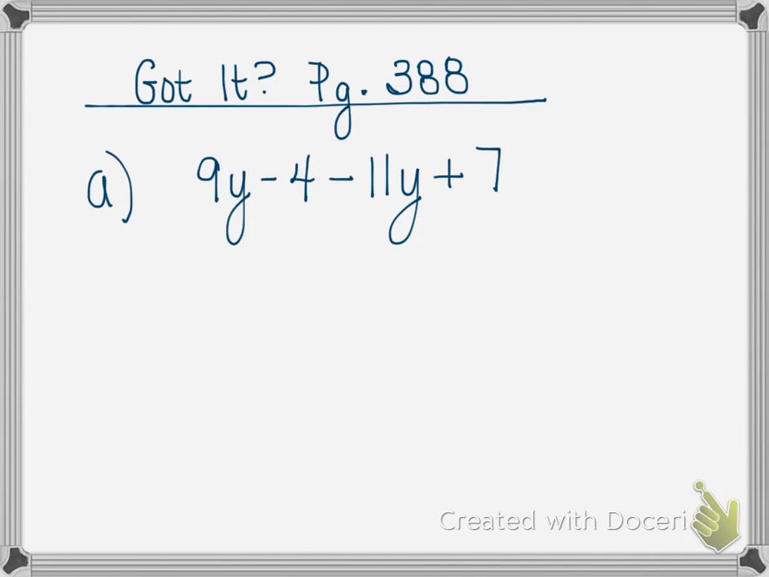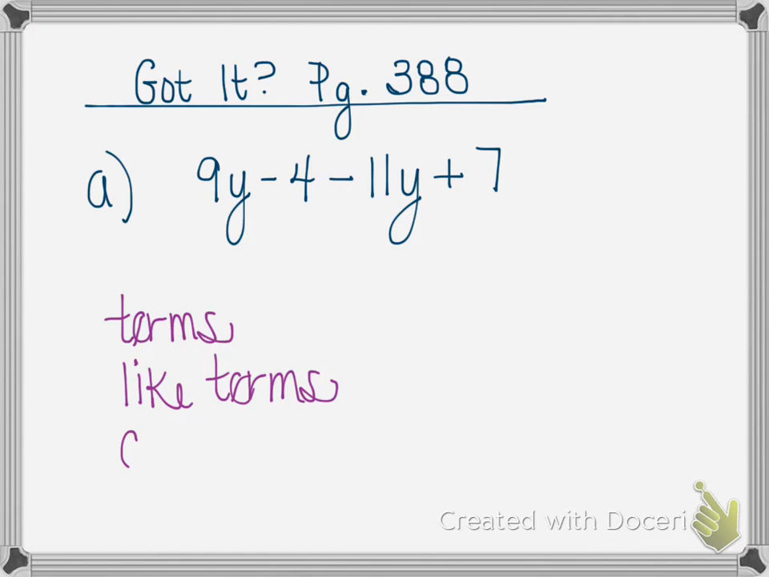The last thing I want to do is I want to review what we talked about in each of these examples. So I'm going to borrow from the book, the Got It on page 388. We're going to do letter A. What they're asking us to do is to find a couple different things. The first thing is the terms. They want us to find the like terms. And they want us to find the coefficients. And the constants.